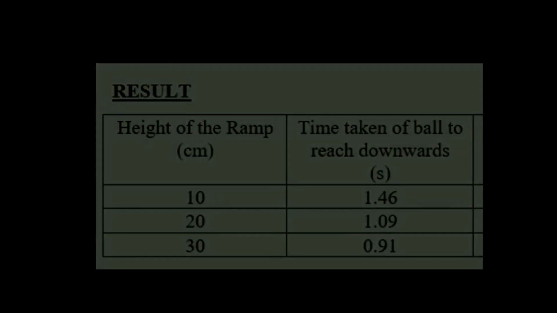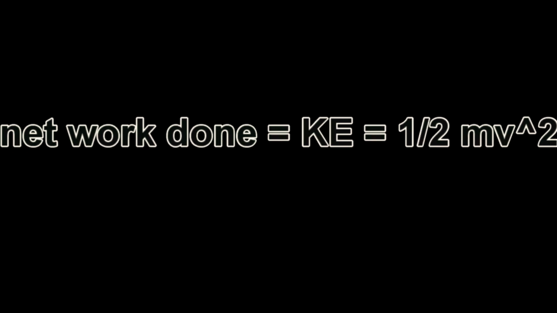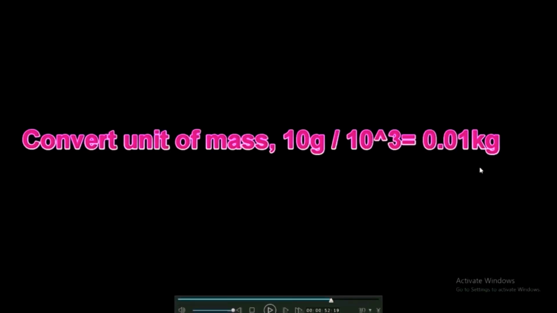As we can see, the velocity of the ball for each height of the ramp for 10 cm is 0.68 meter per second, 0.92 meter per second for 20 cm, and 1.10 meter per second for 30 cm. Kinetic energy is calculated by using the formula 1/2 mv squared after finding the velocity for each height of the ramp. Before that, the unit of mass has to be converted into kilogram due to the SI unit.